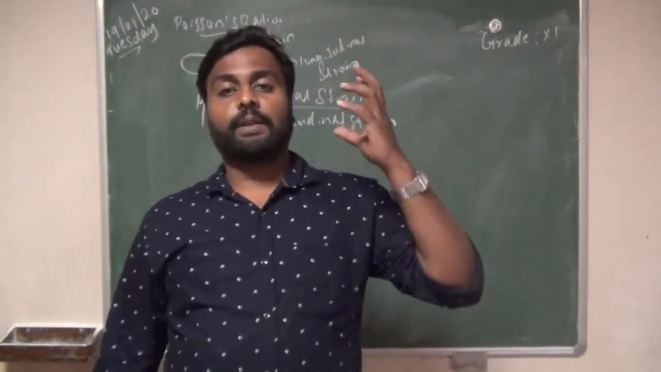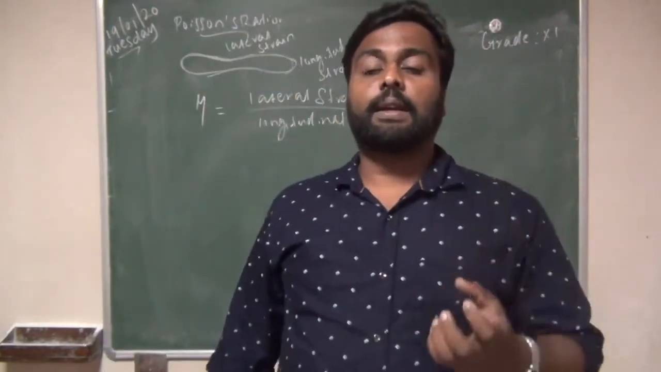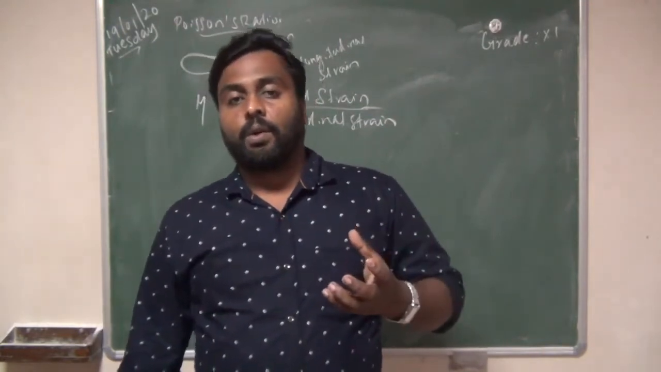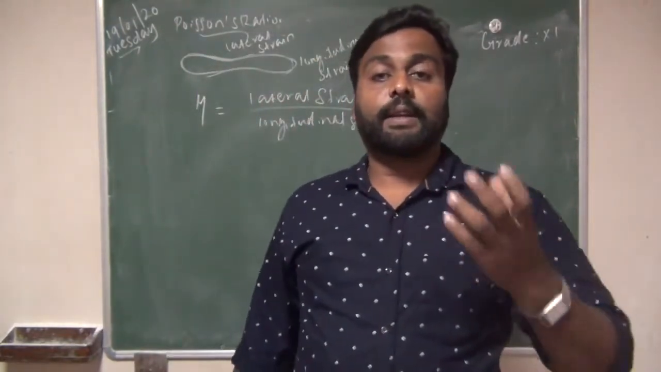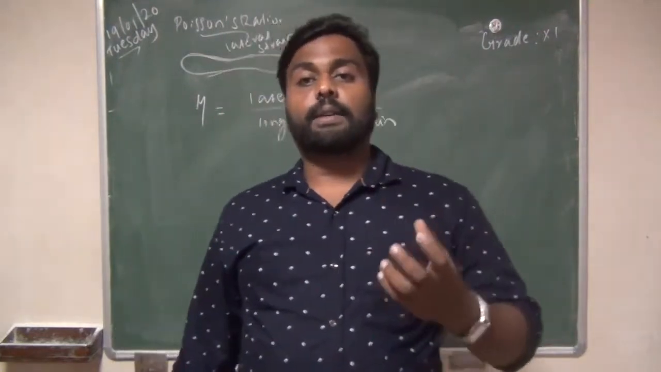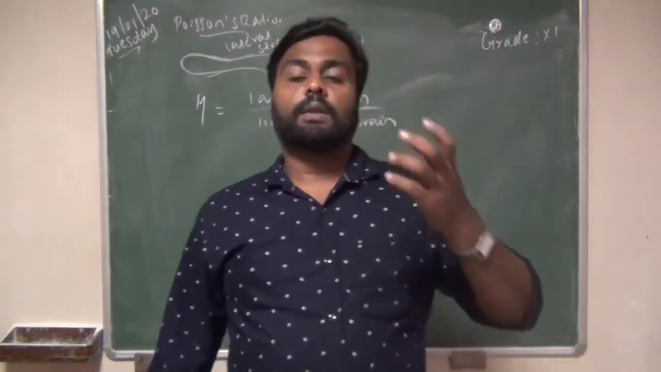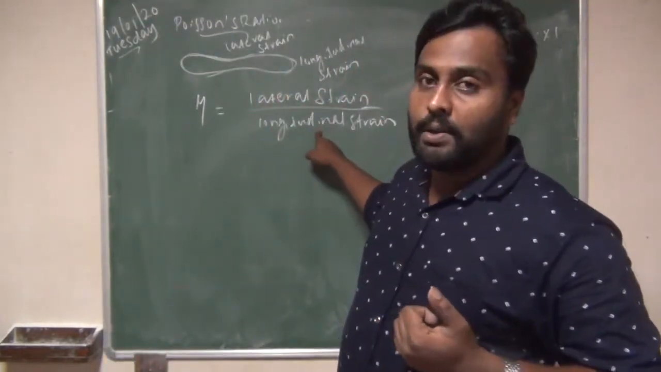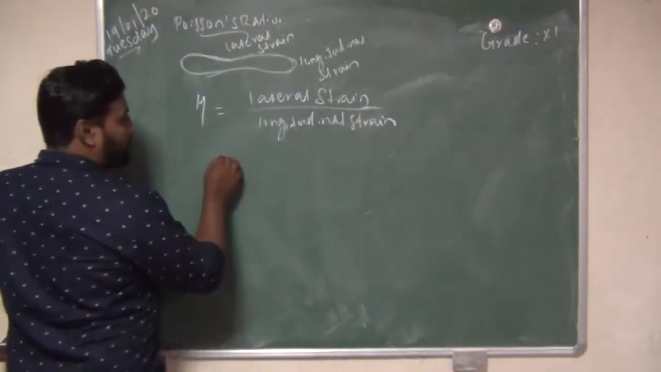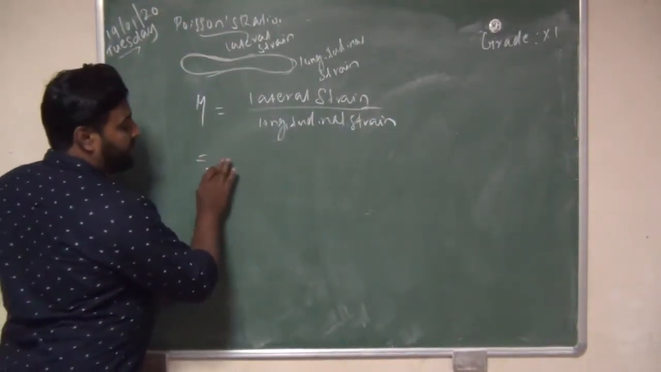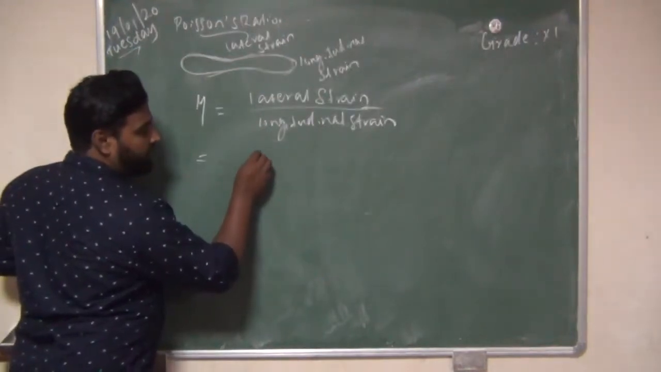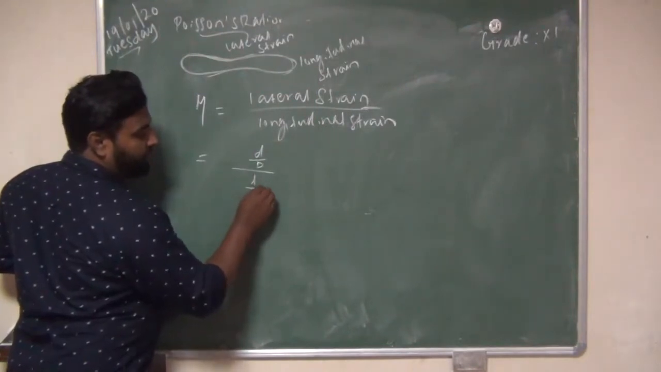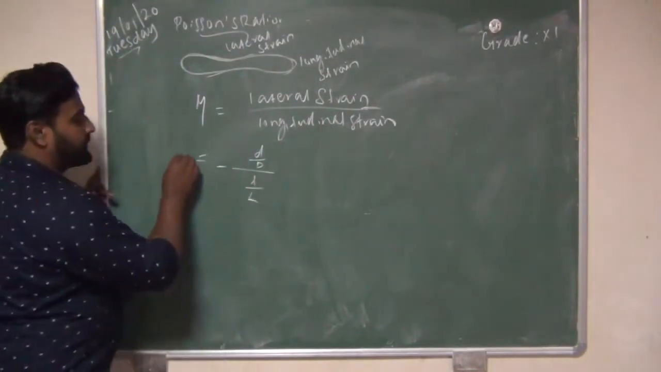Poisson's ratio is defined as the ratio between lateral strain and longitudinal strain, or the ratio between the relative contraction and the relative expansion. That is, mu is equal to lateral strain by longitudinal strain. In symbols, lateral strain is small d by capital D, and longitudinal strain is small l by capital L.